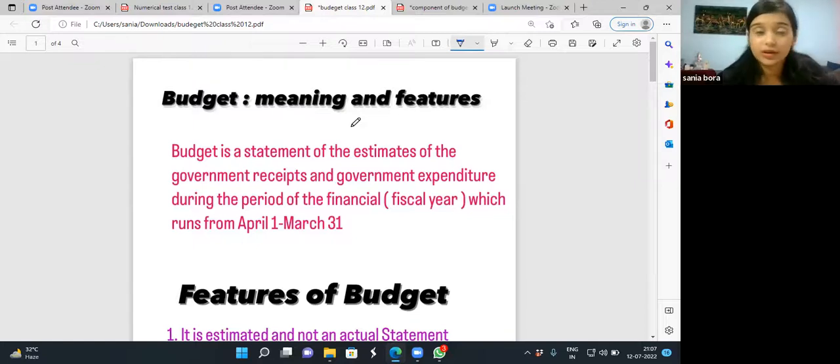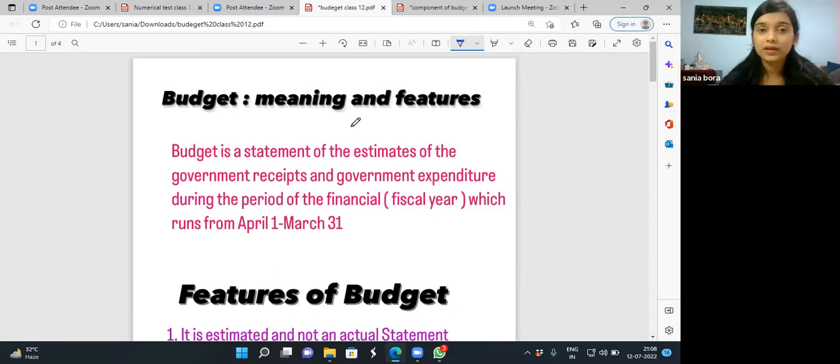The first thing is the budget. What is a budget, right? For example, it's my birthday tomorrow, so I have to make a budget. I will be getting 100 rupees from my mother, and 10 rupees I'll be spending on Coke, 10 rupees on my birthday cake, 10 rupees on pizza. Like this, I'm making a budget.